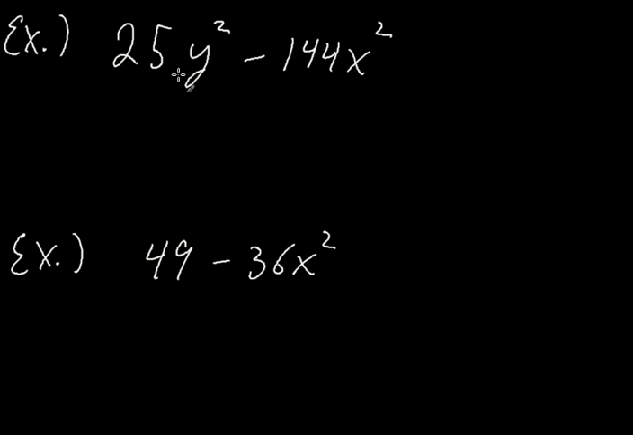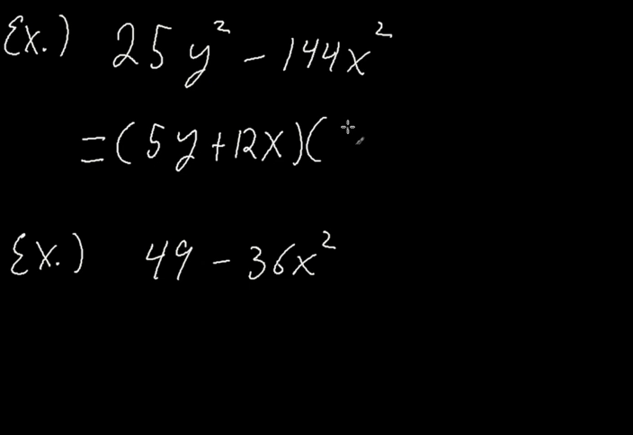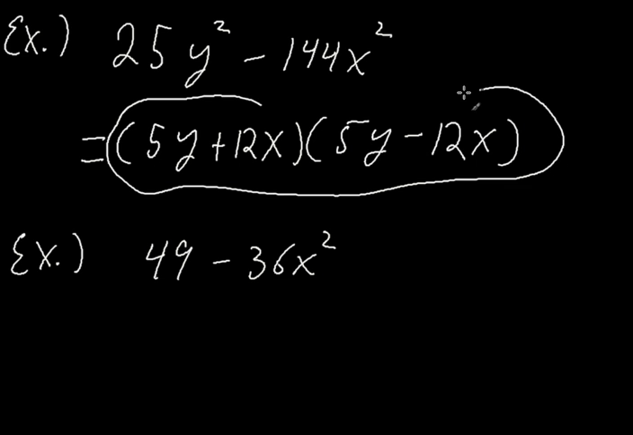But 25 is 5 squared, 144, as we know, is 12 squared. So this is most likely 5y plus 12x, 5y minus 12x. And in fact, that does work out. Okay. What about this one?